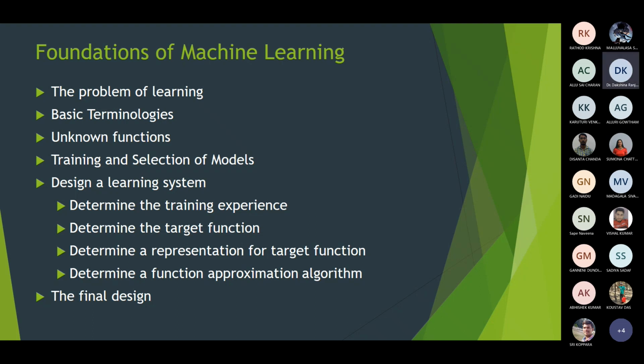And after that we will talk about the design issues of a machine learning system, and finally we will see an example of a machine learning system, and we will see the different components, how the different components are interrelated in a machine learning system. So we will also see that.